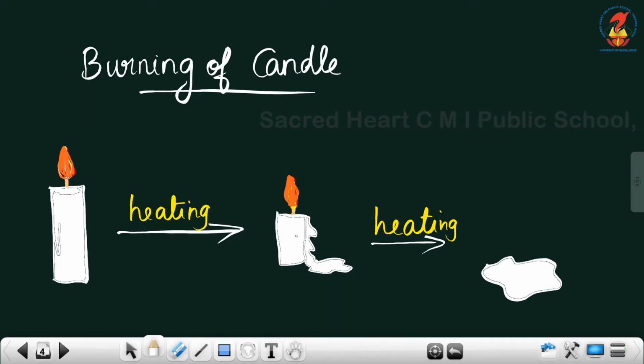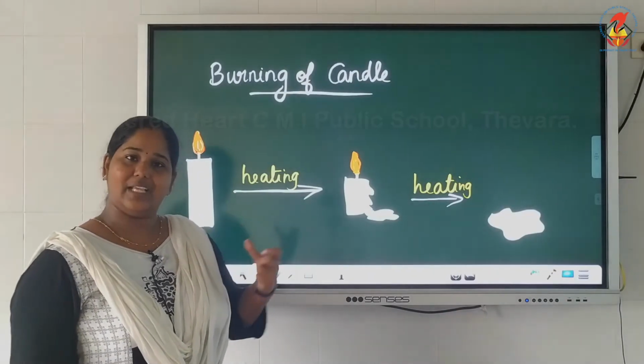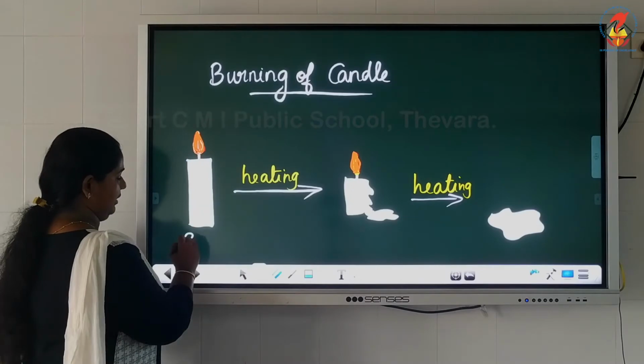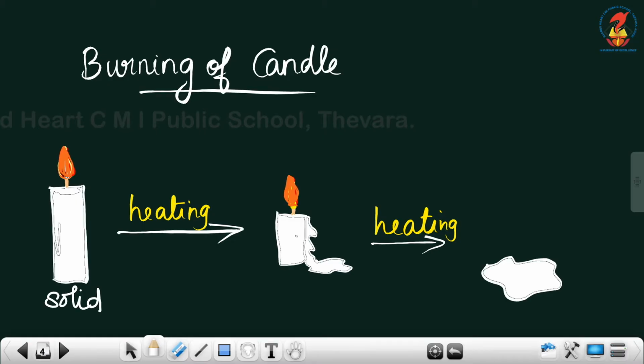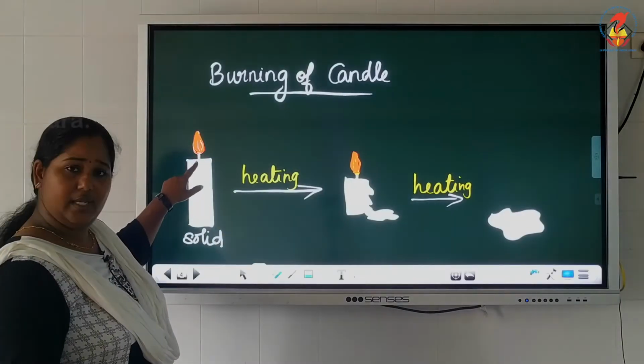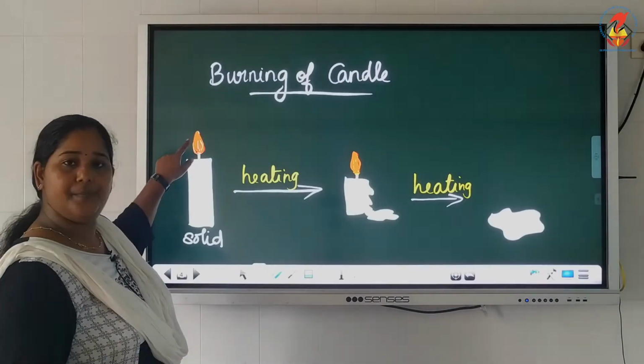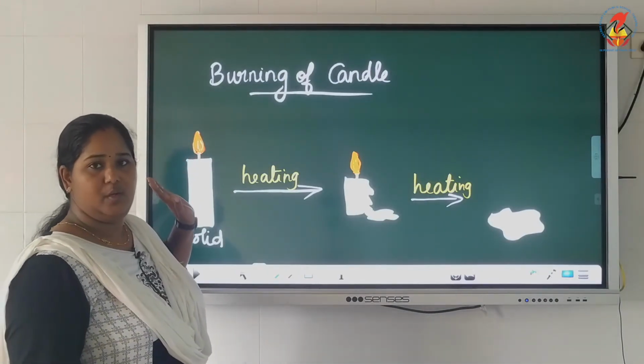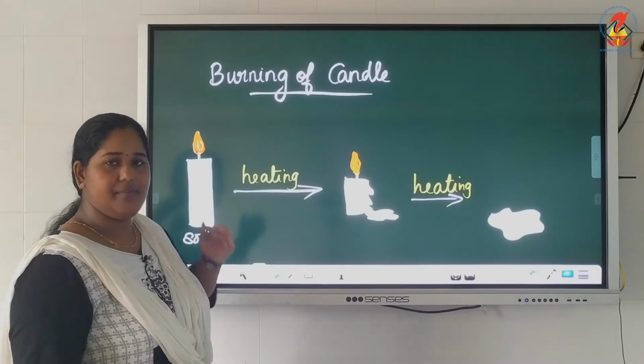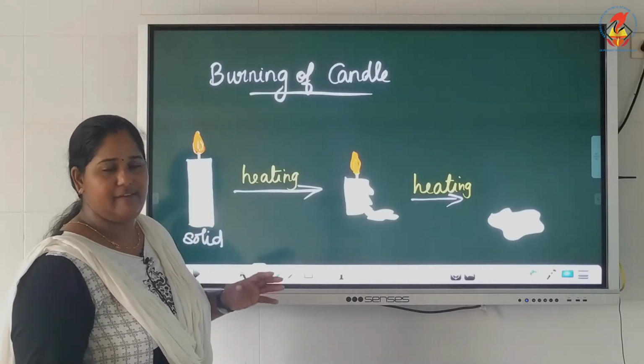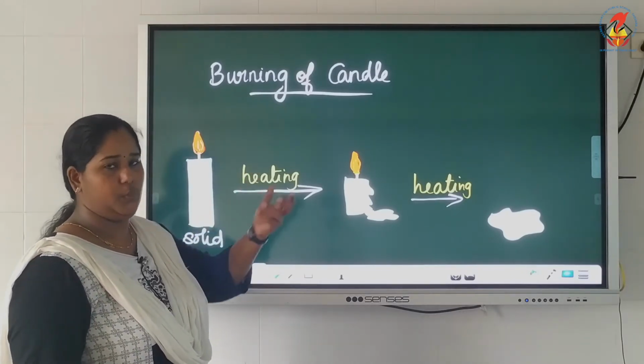Now I'll show you another example. Burning of candle. You might have noticed it at your home. Candle is actually a solid substance, isn't it? Candle has a wax part, a wick, means tiri. This wick part and the flame. A burning candle has flame. The normal candle without burning does not have a flame. It has the wax part and the wick.